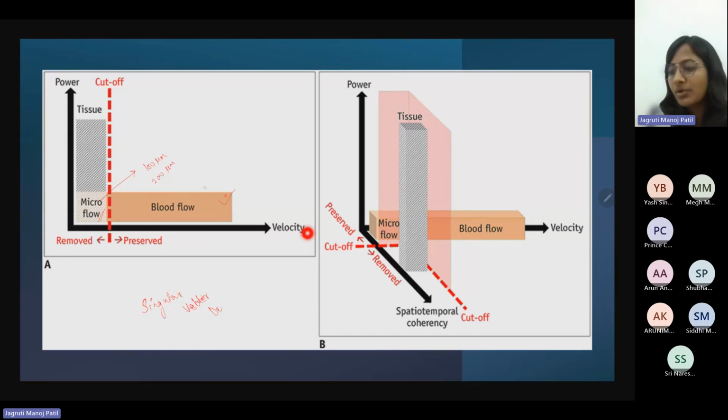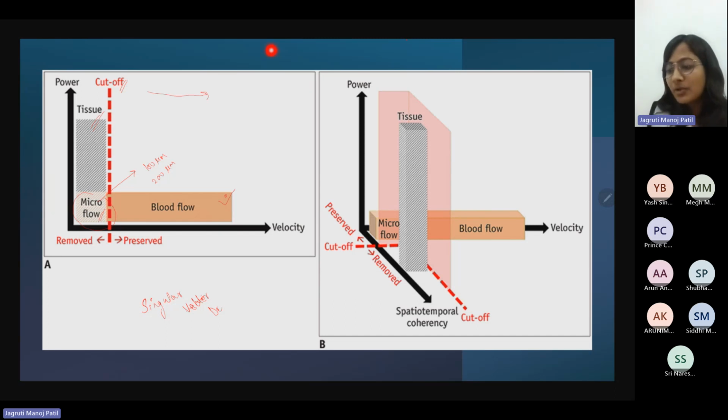Now, this blood flow you are well able to preserve. If you use a high pass filter with a certain cutoff frequency, you'll filter out the frequency components from this particular point and you'll get this blood flow. But what about this particular blood flow, which also incorporates tissue motion over here? You need to differentiate both of them.